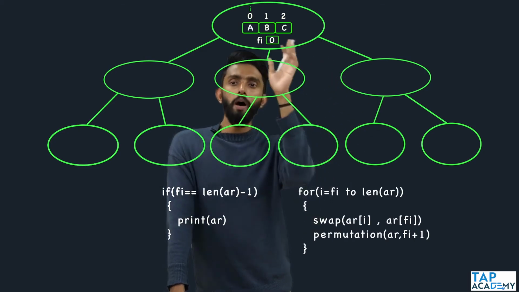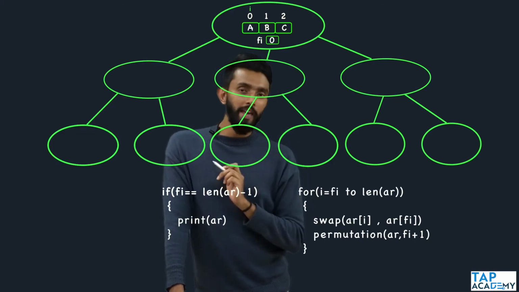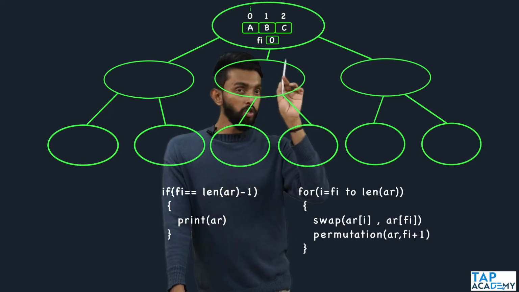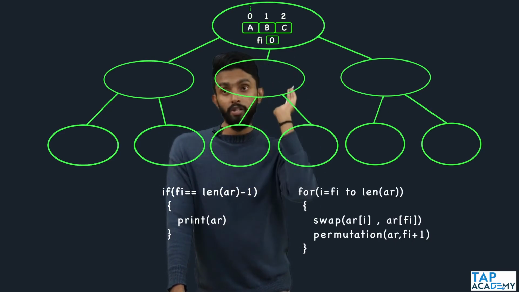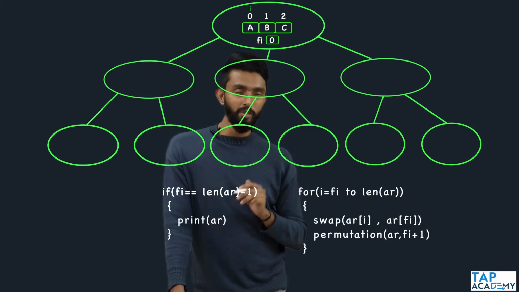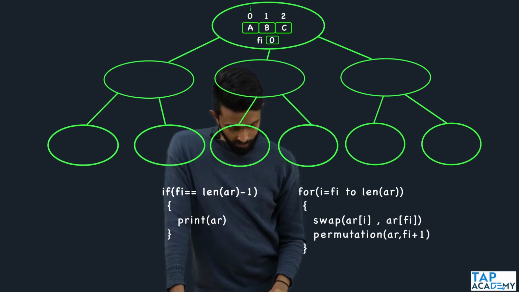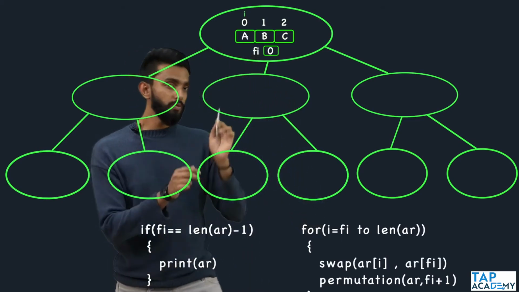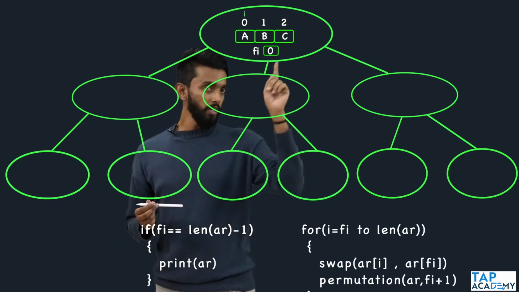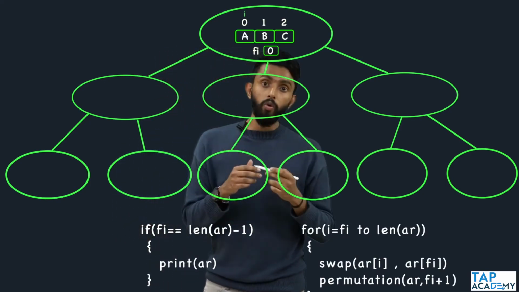Initially, the string that is passed to the function called permutation is this string ABC, right? And also the initial value of first index or the fixed index is going to be 0. Any confusion? Now, I'm just zooming in and showing you so that you can see it. I now begins from wherever fi is. What is the value of fi? 0. So, I also begins from 0. Great.